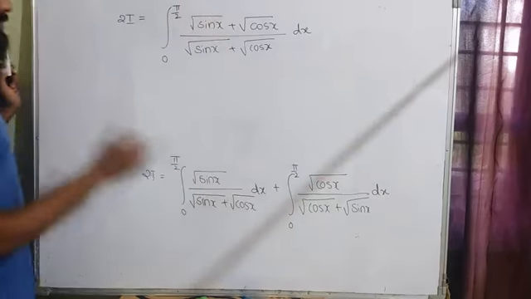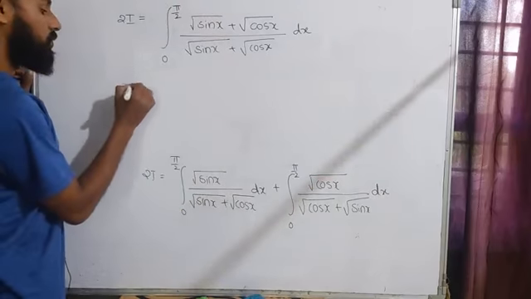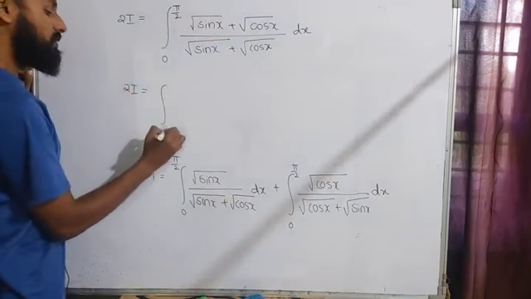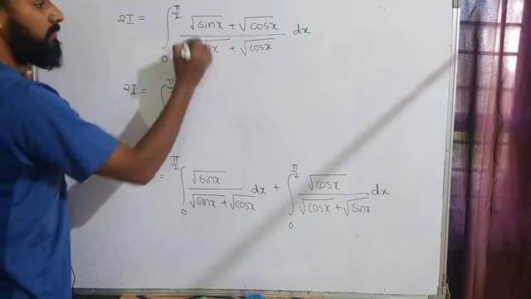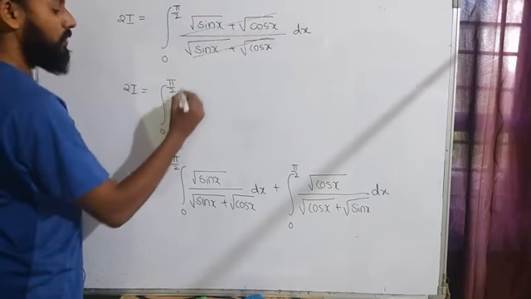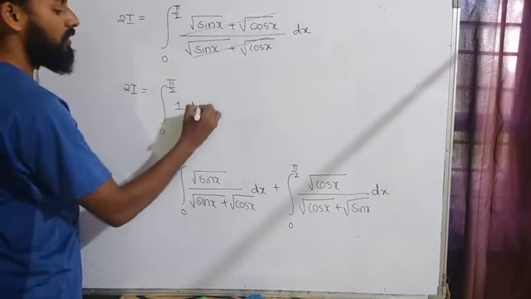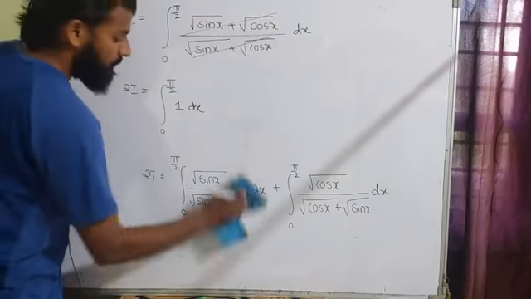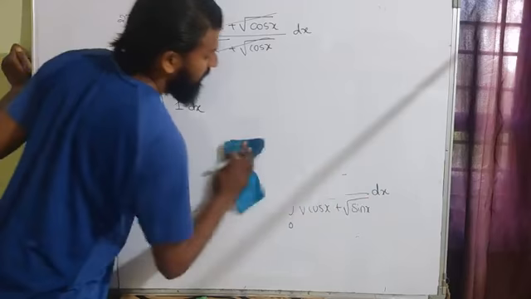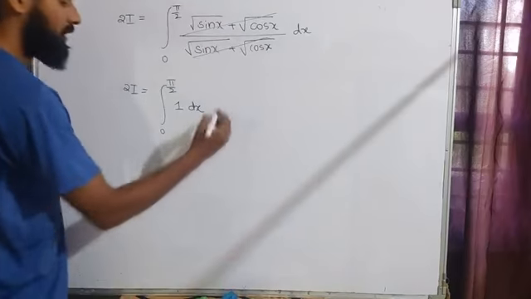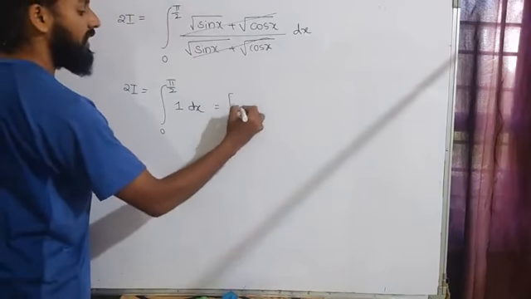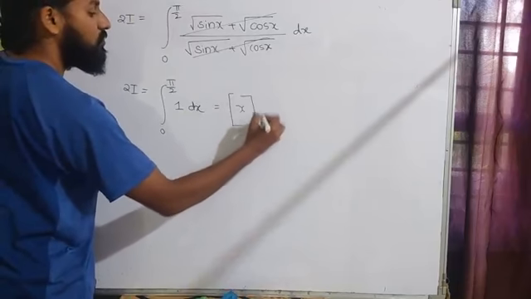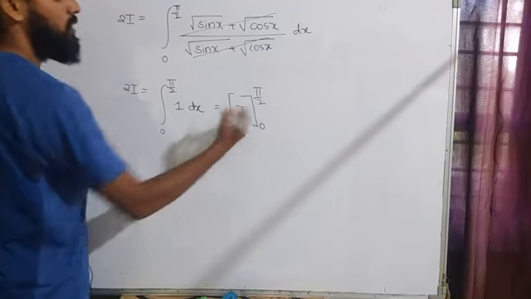Well, so now what I'll be getting is 2I is equal to the integral from 0 to pi by 2, and if I cancel these two, I'll be left with 1 into dx. So what is 1 into dx? Very good. 1 into dx will be x, as we saw in the previous question also. So this is 0 to pi by 2.